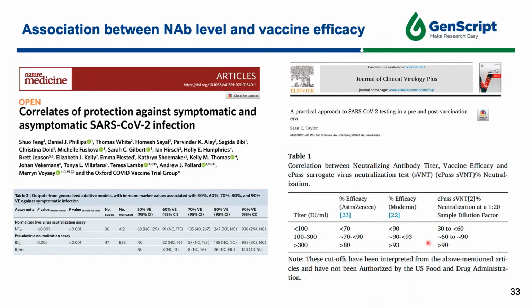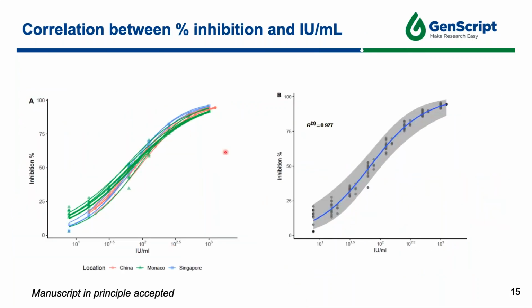We have actually done the correlation study, and we know that for the cPass reading, if the percentage inhibition is 30 to about 60, less than 60%, the IU per ml is less than 100. We are also in the process of establishing the direct conversion of IU per ml to percentage inhibition, as shown in this result here. So once the manuscript is published, we will be able to do the direct conversion. From the percentage inhibition, we'll be able to know what the IU per ml is.